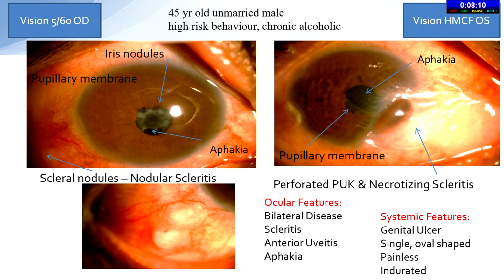So ocular features: it was a bilateral disease, there was an element of scleritis, there was anterior uveitis, and there was aphakia. And then on systemic investigation, he also had a genital ulcer. It was a single oval-shaped ulcer. This was seen by the dermatology and BD clinic, and it was painless and indurated.